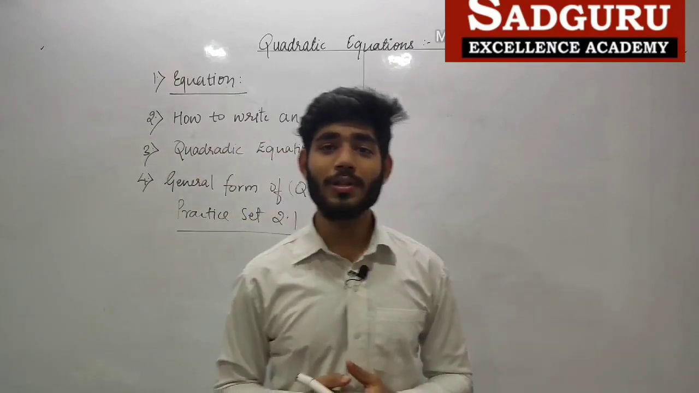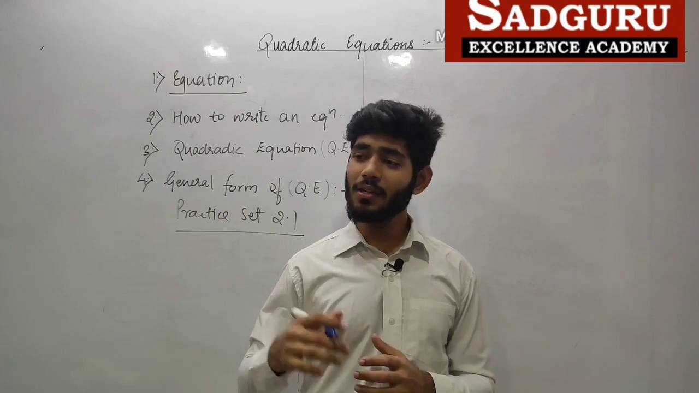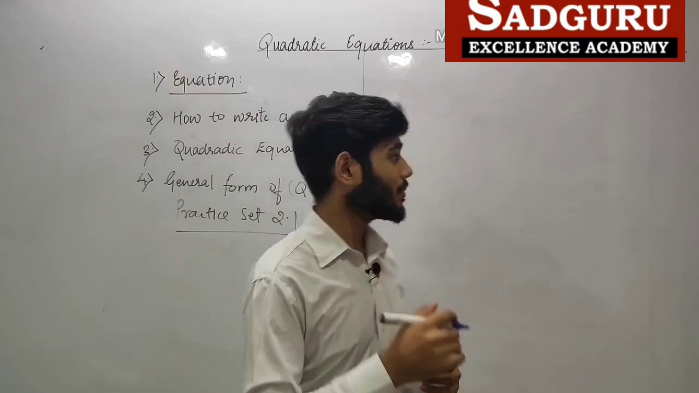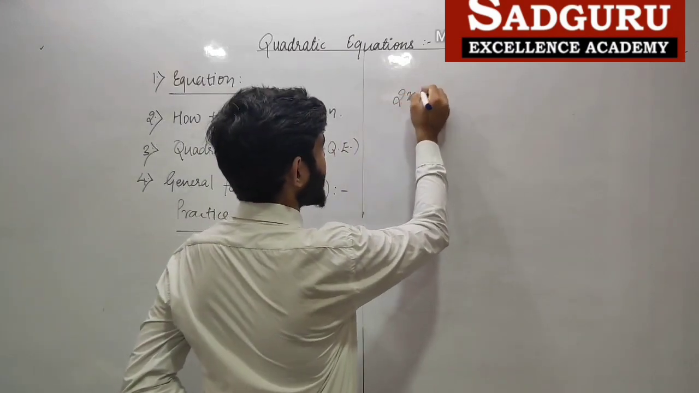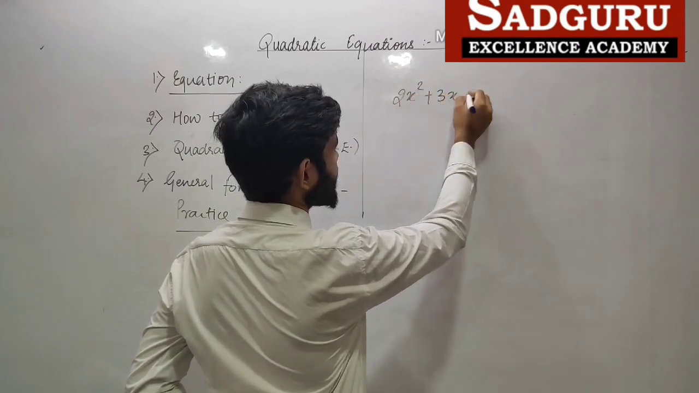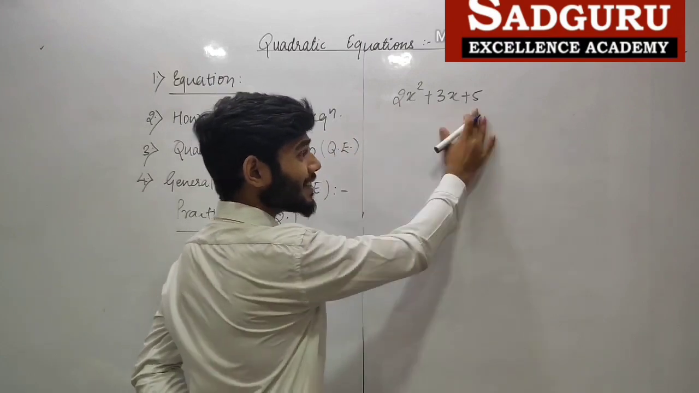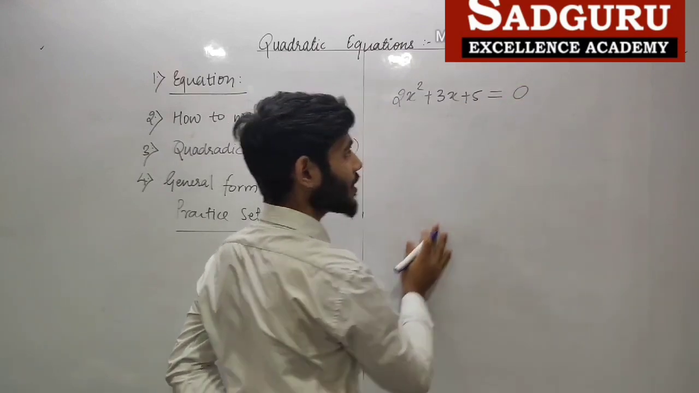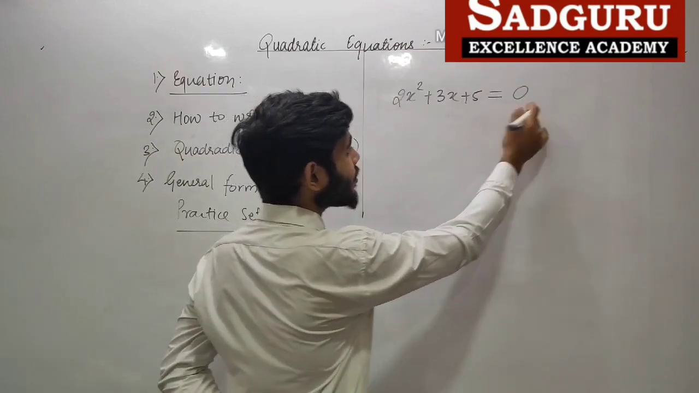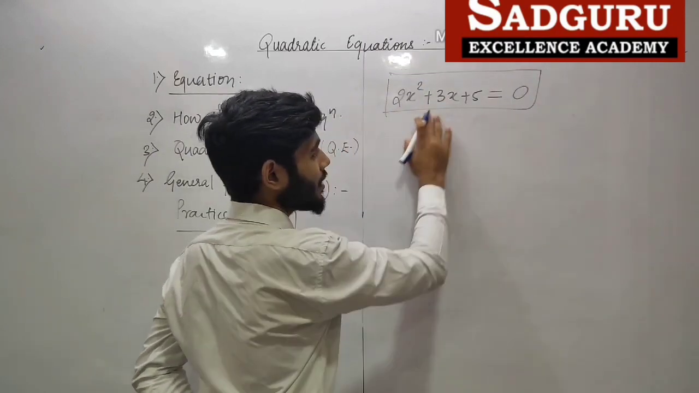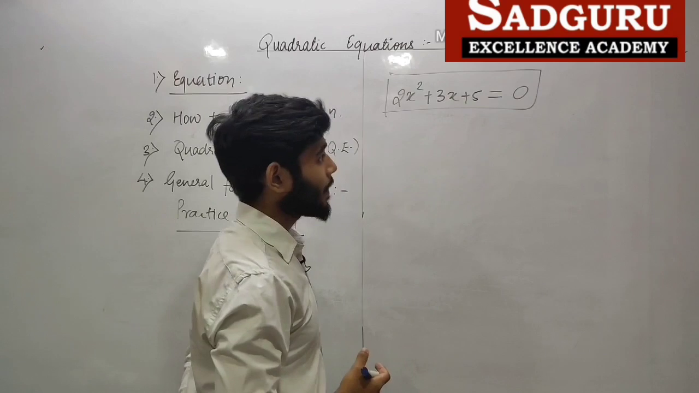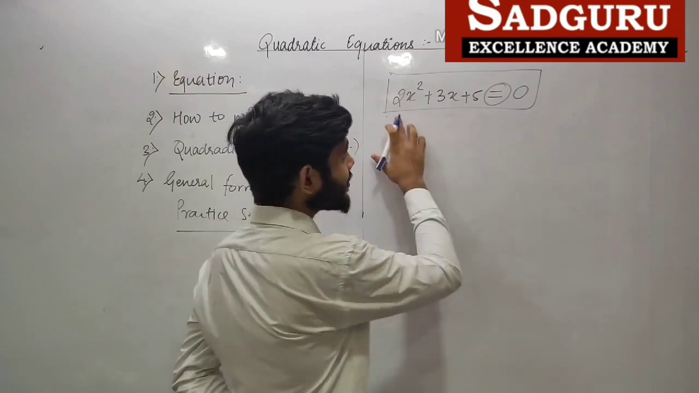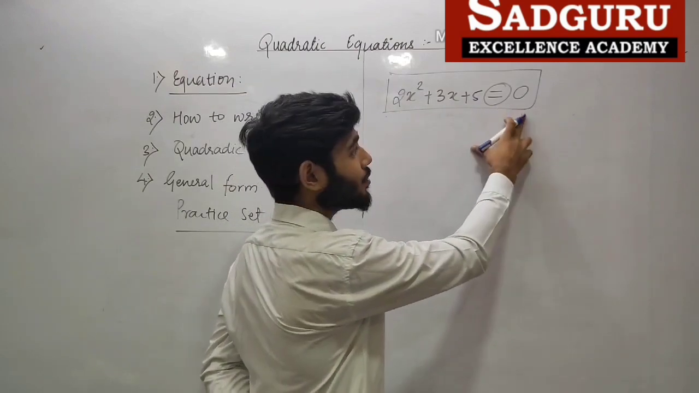We all are aware of polynomials, right? Polynomials can be evaluated with some constant terms or with another polynomial. For example, 2x square plus 3x plus 5. This is an expression, right? But if we are evaluating this expression with some other term, let's say 0, then the whole expression gets converted into an equation.